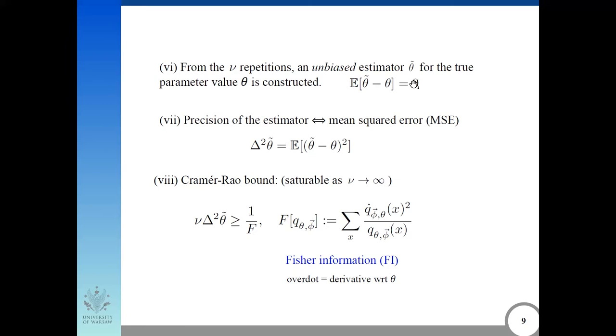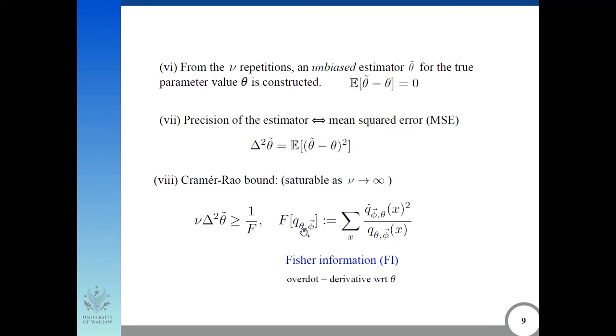And then we quantify the precision of our estimators by the standard measure, the mean square error, which is, on average, how far our estimators spread from the true values. Standard statistical results tell us that there's a very convenient lower bound on this mean square error, which is the inverse of the Fisher information. And of course, the Fisher information, as you all probably know well, can be expressed as a sum over x of the derivatives of the probabilities squared divided by the probabilities. In this talk, whenever you see a dot, that means derivative with respect to theta. So this is the Cramér-Rao bound, which I guess everyone knows.